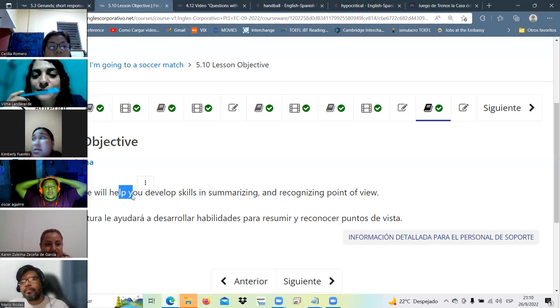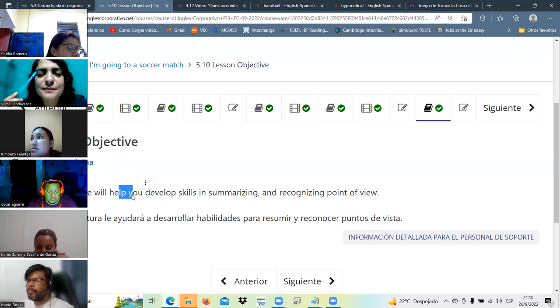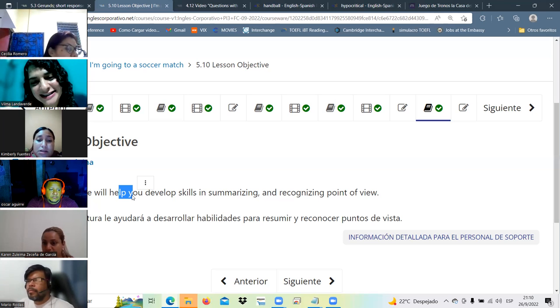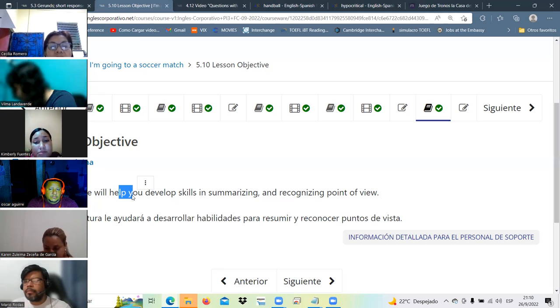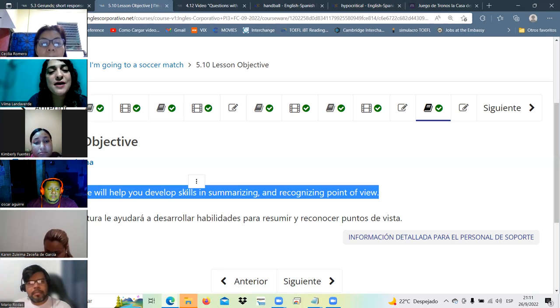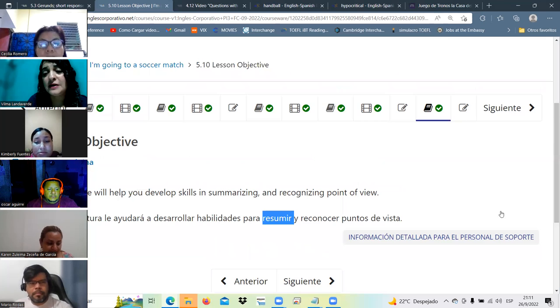This reading exercise will help you develop skill in summarizing and recognizing point of view. All right. Develop skills in summarizing. ¿Qué summarizing? Summarizing es como, resumir. Ajá. And develop significa desarrollar, ¿verdad? Desarrollar habilidades. A eso se refiere. ¿Ok? Porque es un reading exercise para que nosotros desarrollemos habilidades en cómo resumir, bueno, aquí mismo lo está diciendo en español, ¿verdad? Cómo resumir y reconocer ciertos puntos de vista.